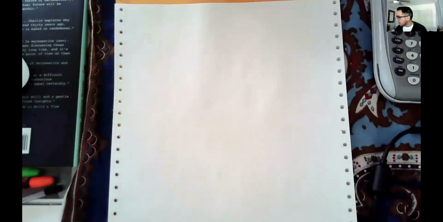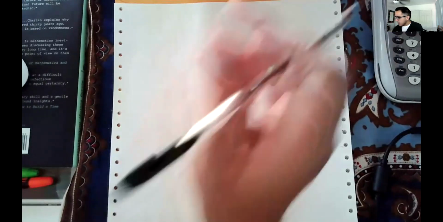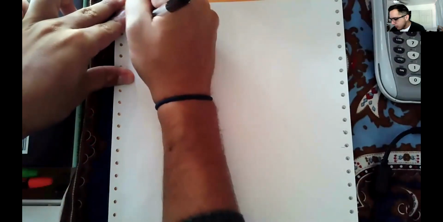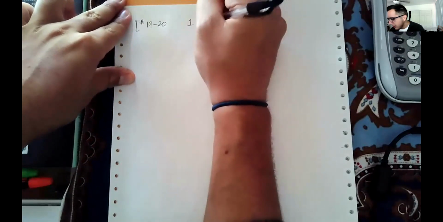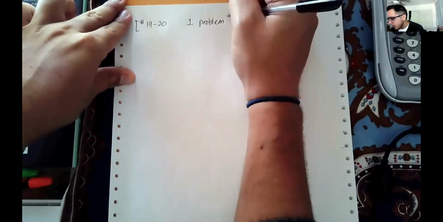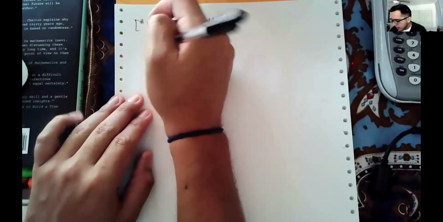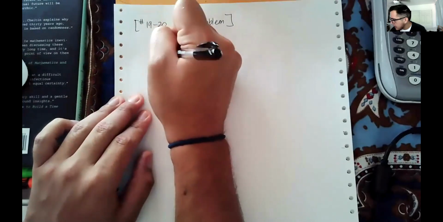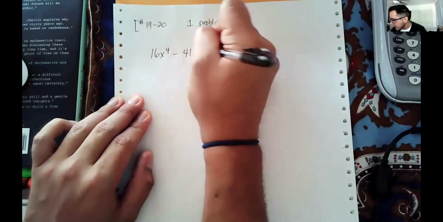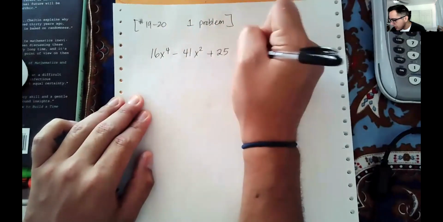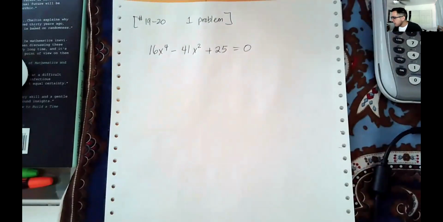Let's take a look at the next problem. So for problems in the review number 19 through 20, it looks like you will have one problem like this on the test. So, oh, this one's a nice one. We have 16x to the fourth minus 41x to the second plus 25 is equal to 0.